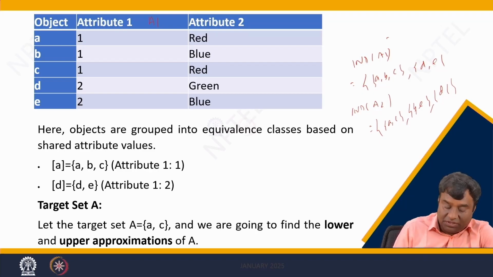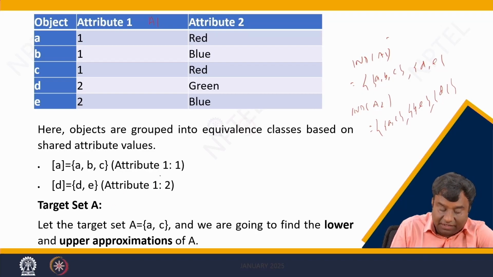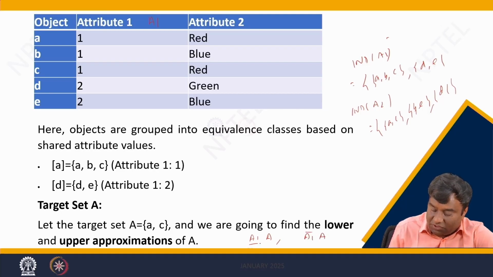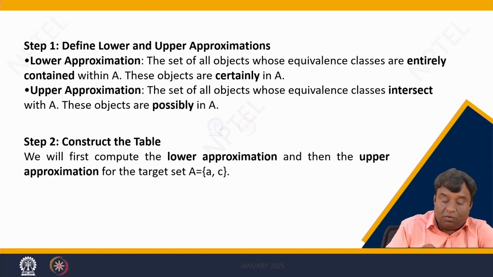Now, with the target set, we'll try to find the lower and upper approximations on the basis of attribute 1. Right now we are trying to find the lower approximation with respect to A1 and the upper approximation with respect to A1. So try to understand these things. The target set is {A, C}. So define lower and upper approximations.